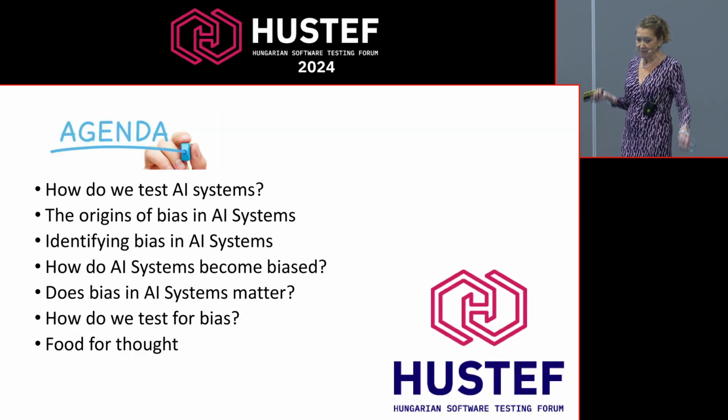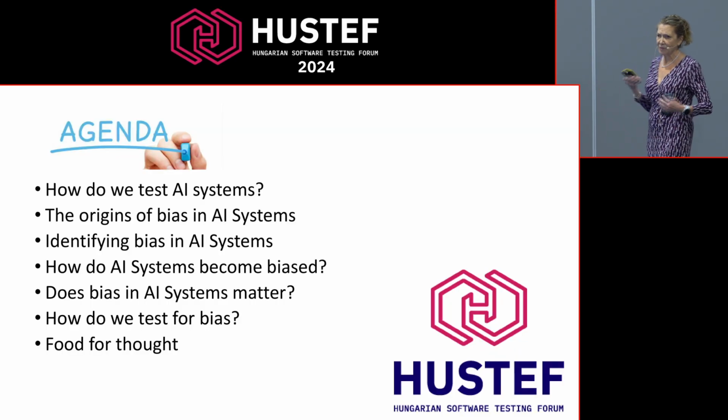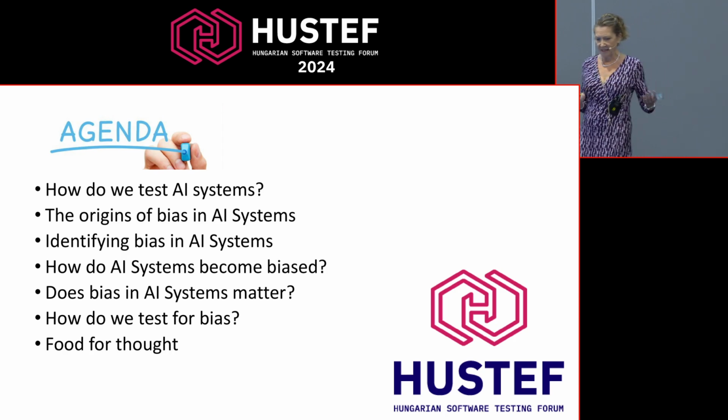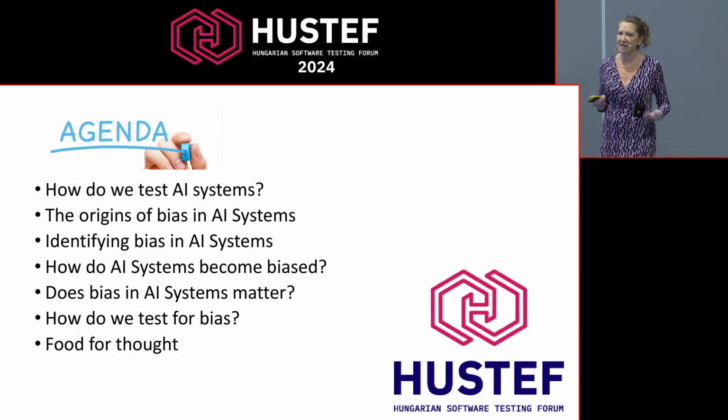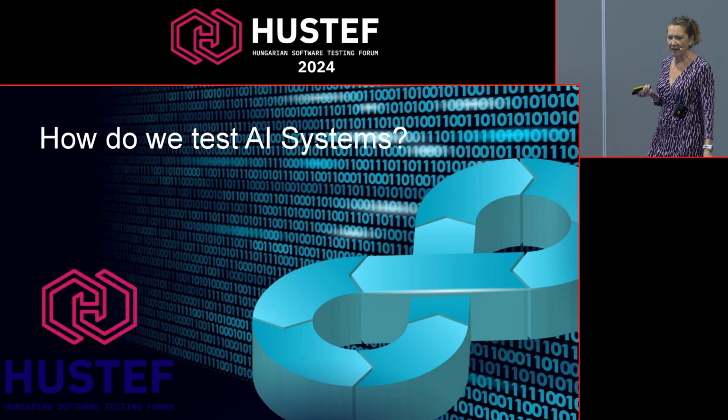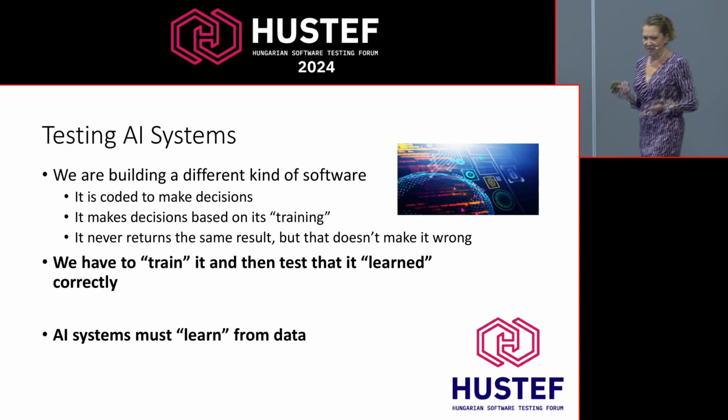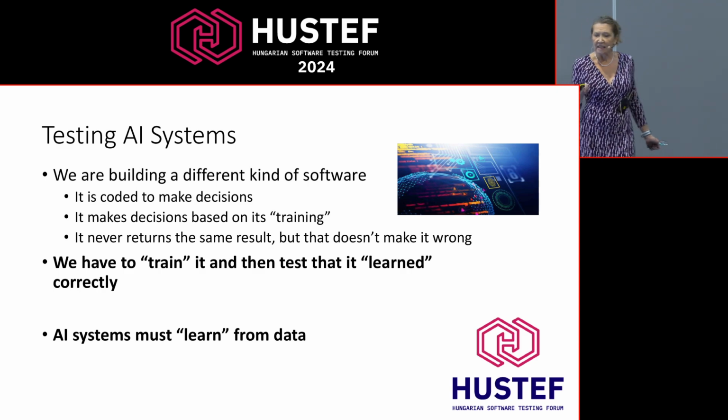I'd like to talk about cognitive bias and testing for that in AI systems. So what can go wrong? Well, there are a lot of things that go wrong, and we'll talk about how we test AI systems, the origin of bias, and identifying bias. Basically, it all comes down to learning. I do want to start with a little bit about testing AI systems.